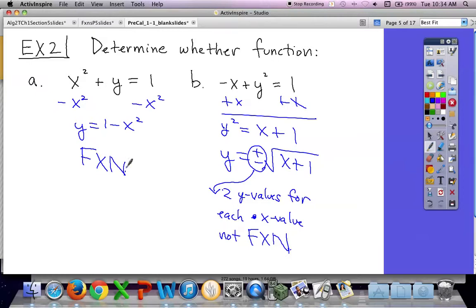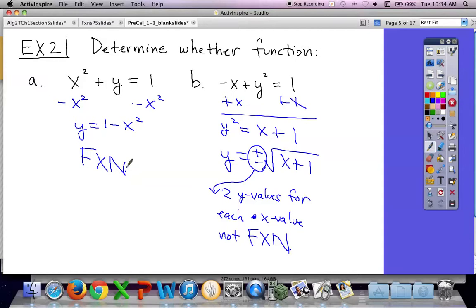Now, I think there's like 6 problems in the homework that do this. Do you really have to solve for y to tell whether it's a function? No, just look for a squared term, or y raised to an even power. If there's a y to an even power, it's not a function. Otherwise, it is. For the most part.